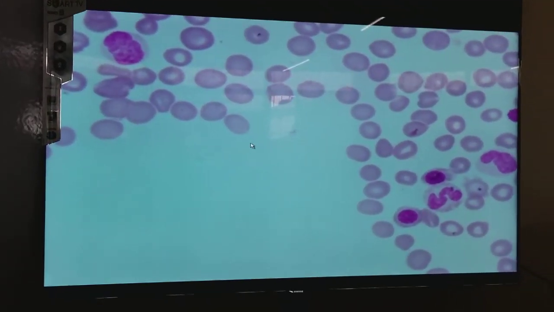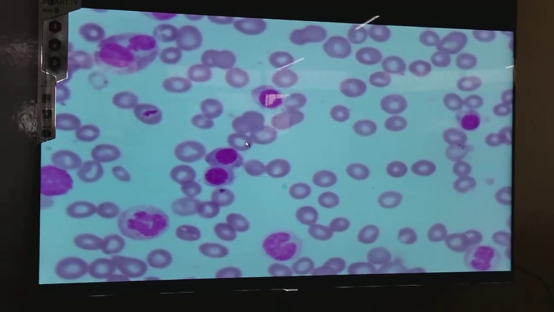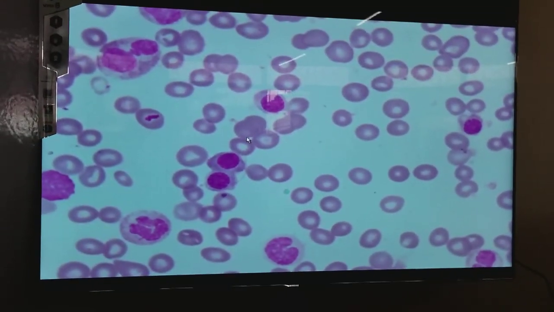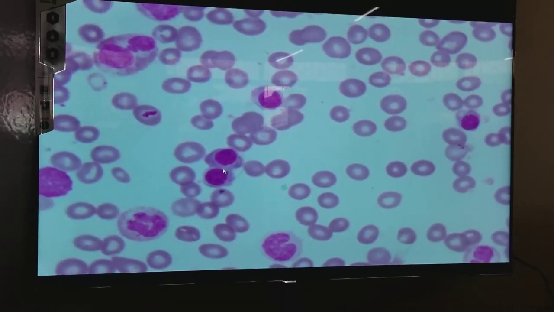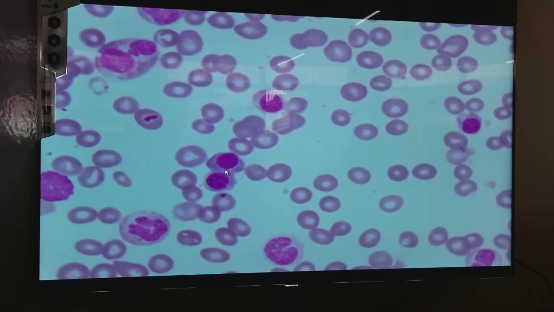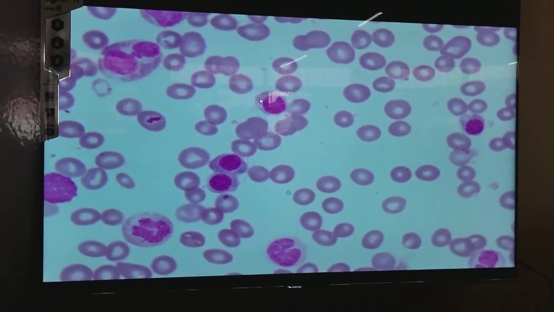Baso. Orthochromatophilic. Okay. So in basophilic, the color of the cytoplasm is very violet. Ortho, they said. How about that cell? Band cell.